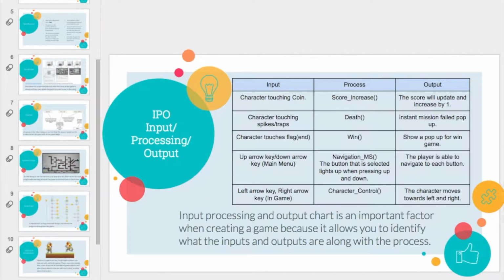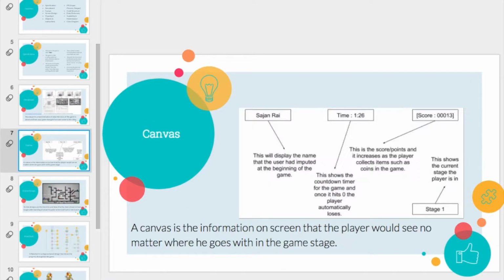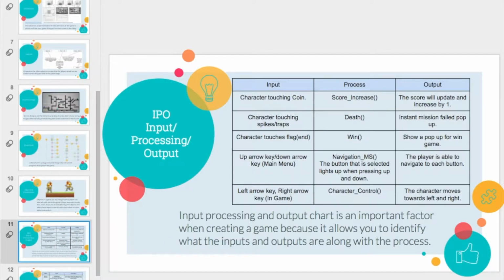Our next slide is input and output. An input, processing and output chart is an important factor when creating a game, because it allows you to identify the input and output along with the process of it. Like I said earlier, if a character touches a coin, that's the input, but the process is the score increase, because since the character touched the coin, the score is supposed to increase. The output is that the score will update and increase by 1. If you go back to my canvas, it will go 1 higher. So if it's 13, it will become 14. That's the input and output.